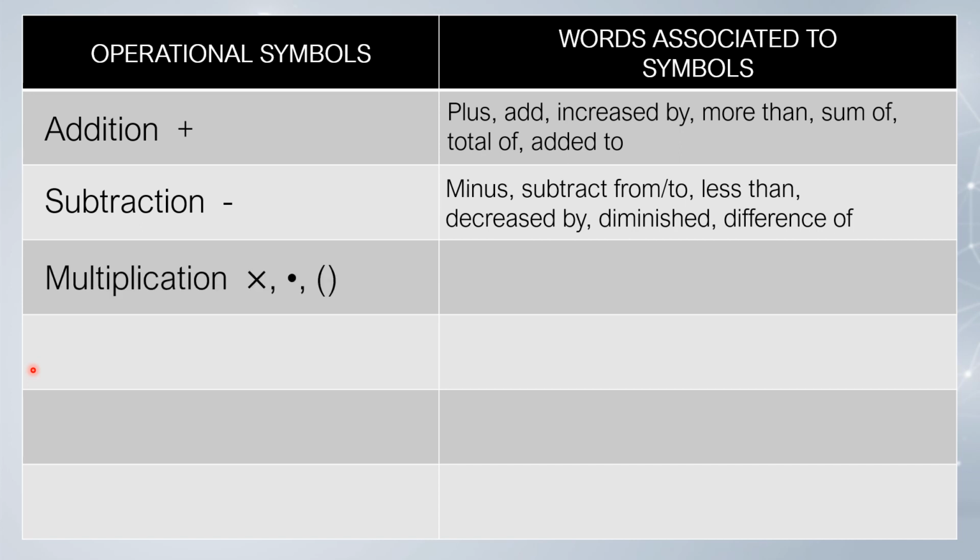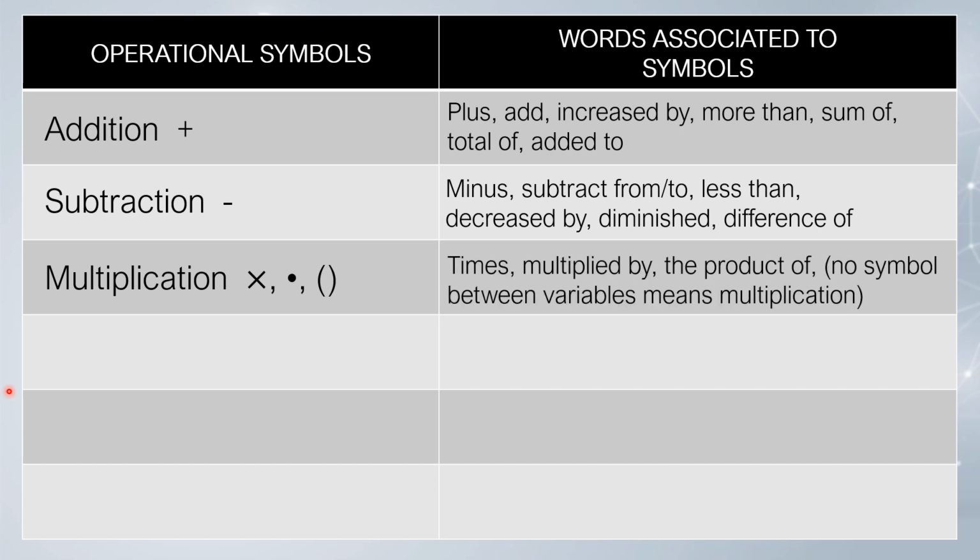Pangatlo ay ang multiplication. Sa multiplication, bukod sa letter x, dahil tayo ay nasa algebra na, so sa halip na letter x ang ating gagamitin, pwede natin gamitin ang dot or ang open and close parentheses. At ito ang mga keywords ng multiplication. Times, multiplied by, the product of, or no symbol between variables means multiplication. So kapag halimbawa may nakita kayo na magkatabing isang constant at isang variable, ibig sabihin iyon ay multiplication. Halimbawa, 2x. So magkatabi ang 2 at ang x, so that is multiplication.